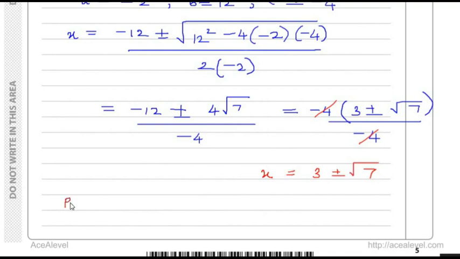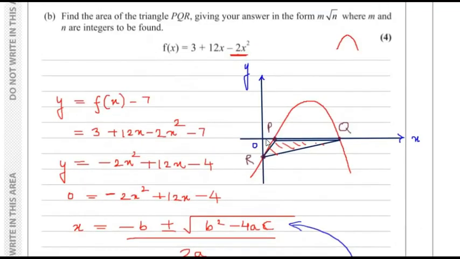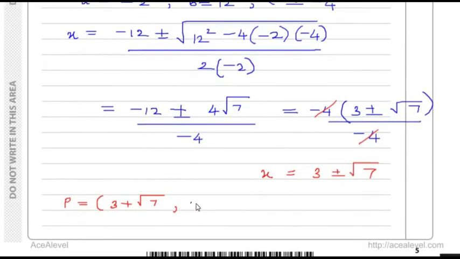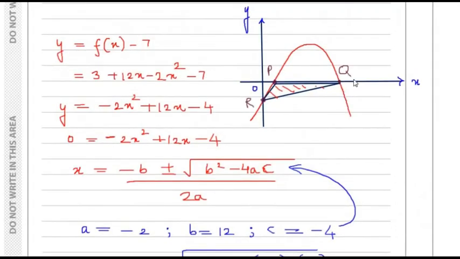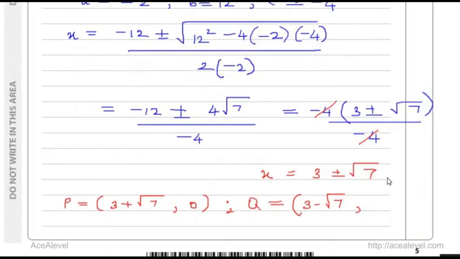So we can write the coordinate of P as 3 plus square root of 7, comma, since P is on the x-axis, the y coordinate will be 0, so we'll write it as 0. And Q we can take as the other x value, which is 3 minus square root of 7, and since Q is also on the x-axis, we will keep the y coordinate as 0. So these are the two coordinates on the x-axis.